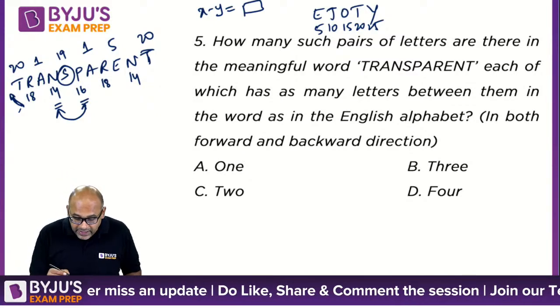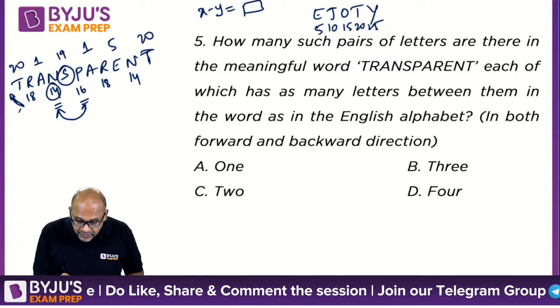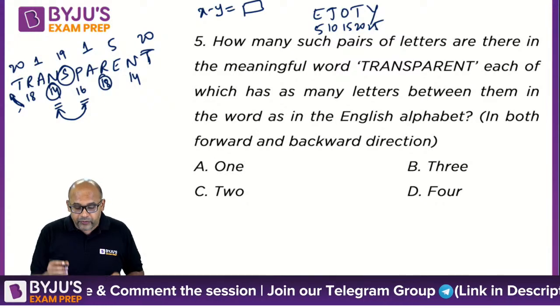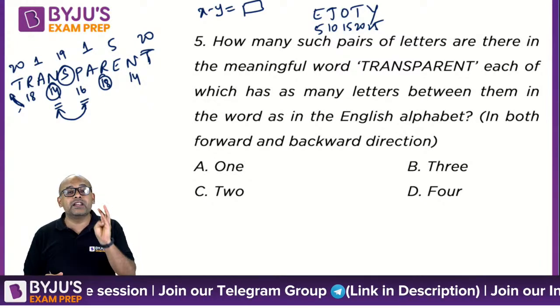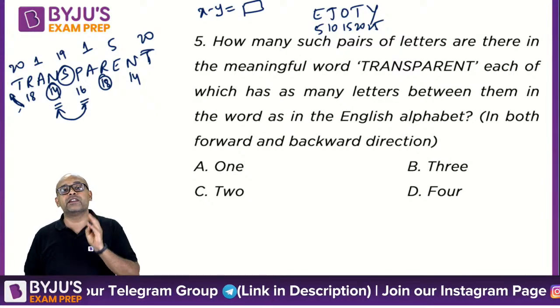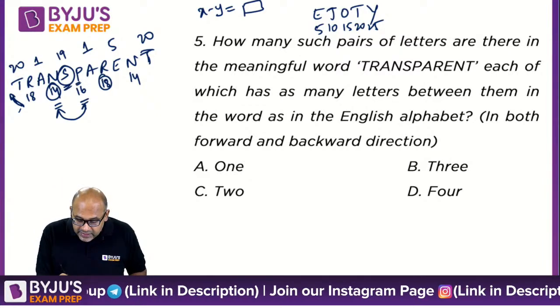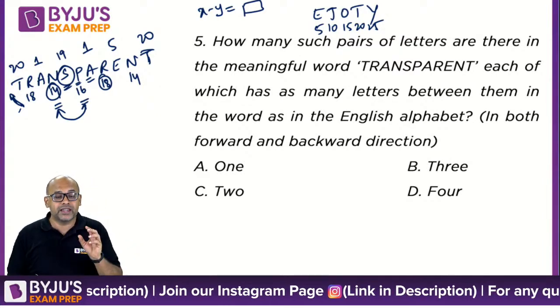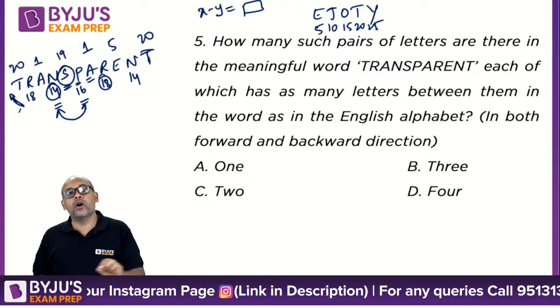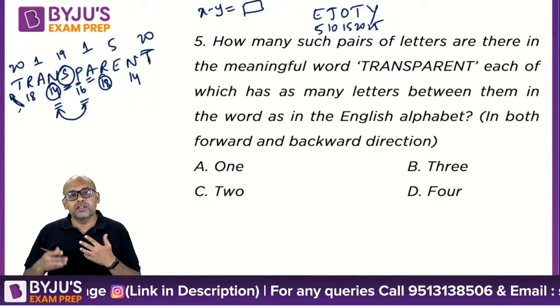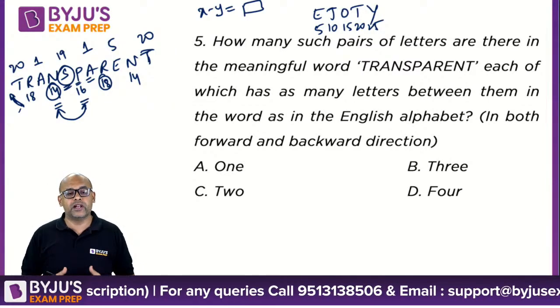Similarly, if you're looking at this N and this R, 15, 16, 17, three numbers are missing, and you can see that there are three alphabets between them. But then this has to be checked for all possible pairs. So that's another way of doing it, by place values.